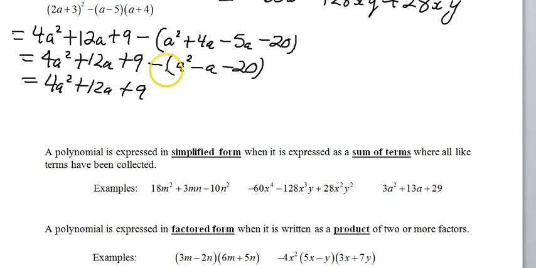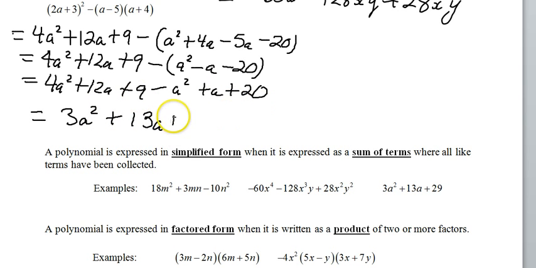With the minus sign in front, it's just going to change the sign of everything that's in the brackets. So let me just get my minus a squared plus a plus 20, and lastly collect them together. We have 4a squared minus a squared is 3a squared plus 13a plus 29.